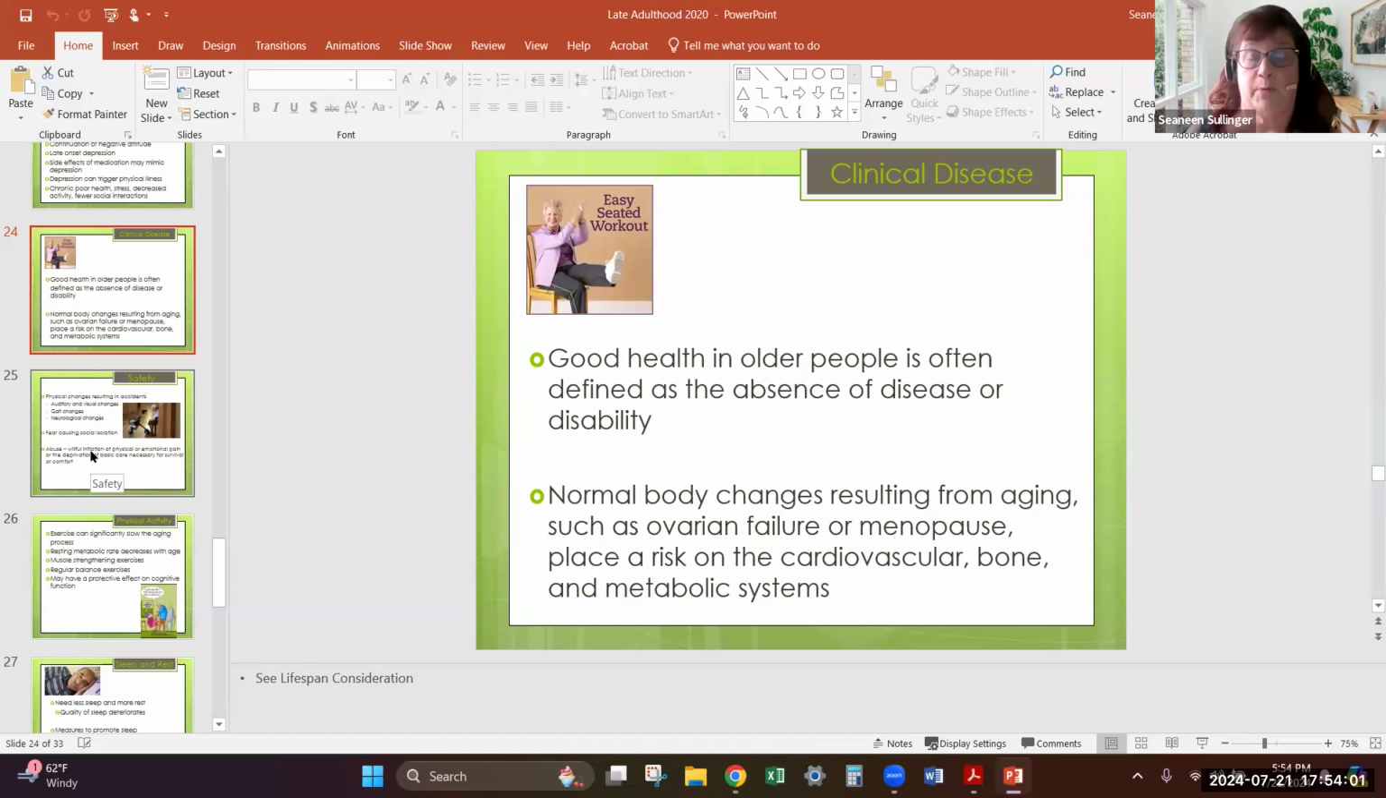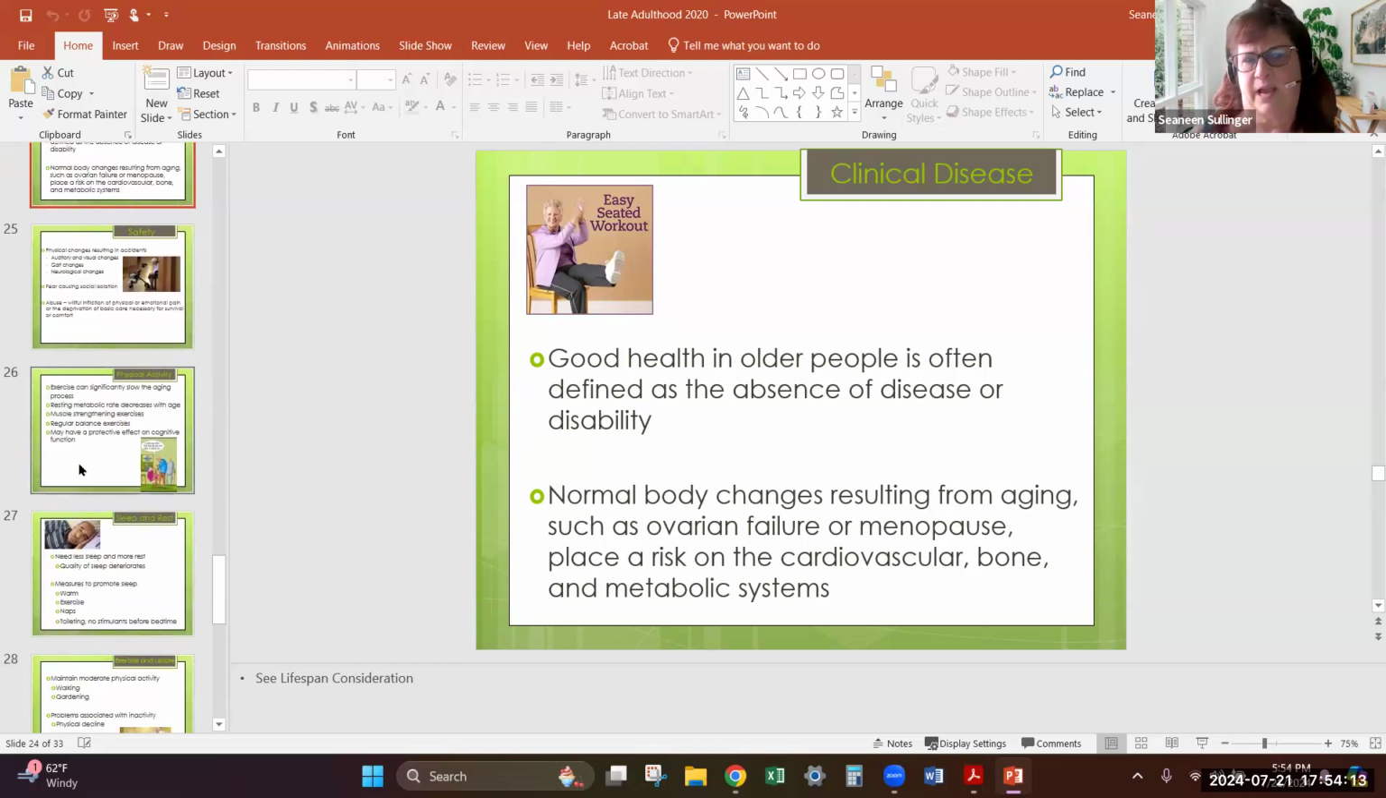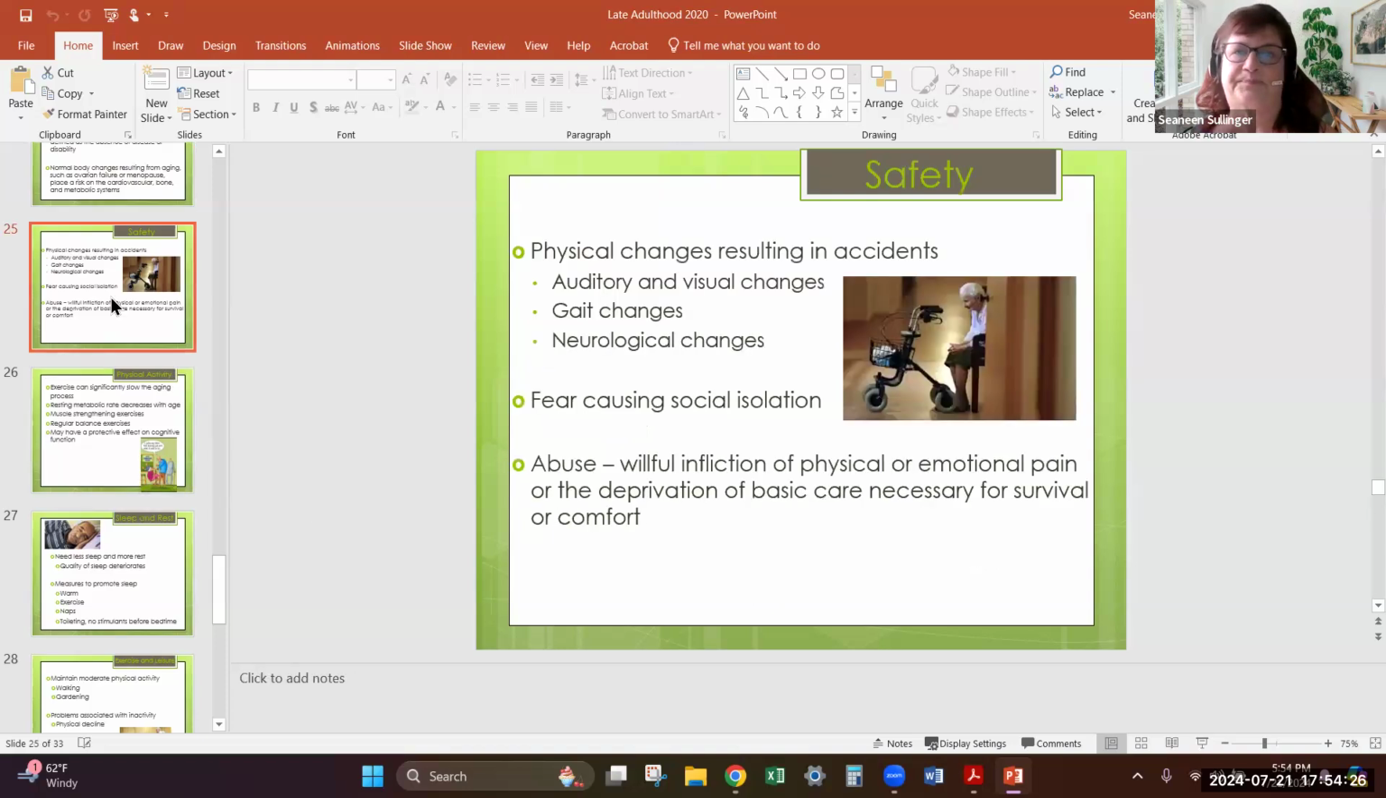You can modify exercise programs. So this is an example of an easy seated workout. There are different ways to do exercise without necessarily having to do 60 minutes of aerobic exercise. There are lots of videos I've seen on YouTube and other social media that talk about sitting and exercise, and they do different dances for exercise. So a lot of options out there.